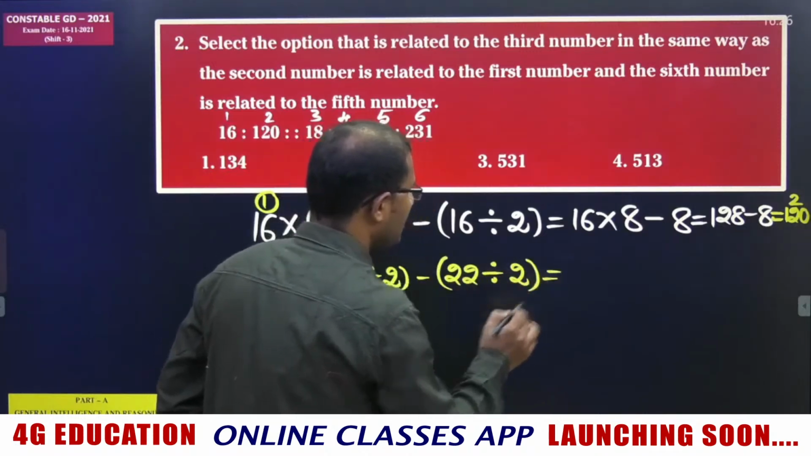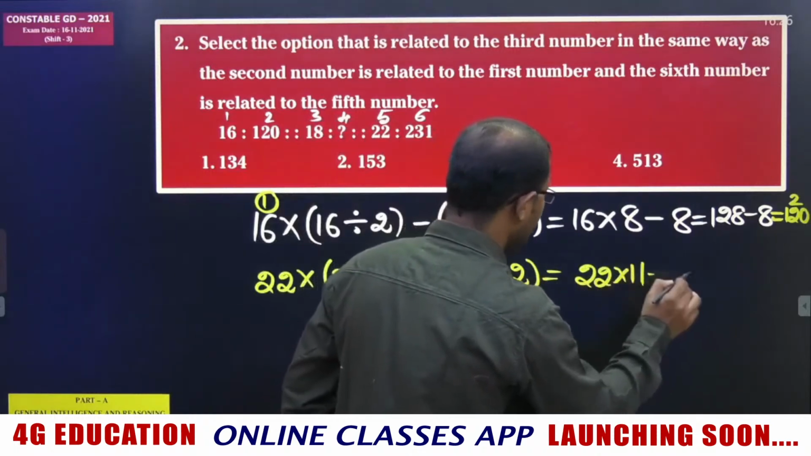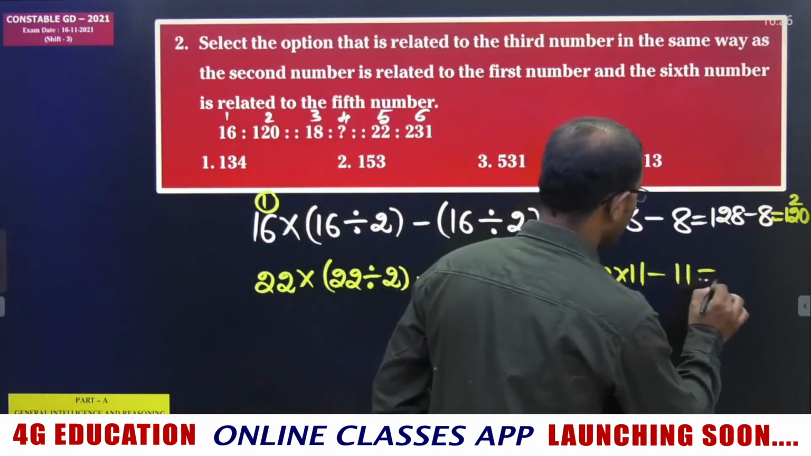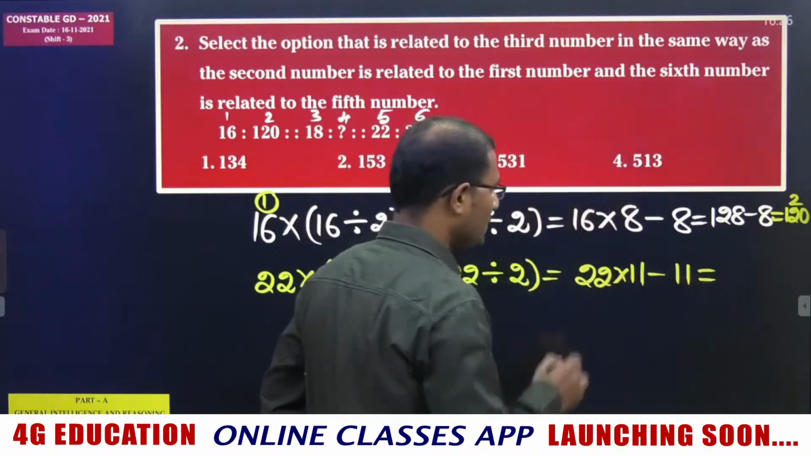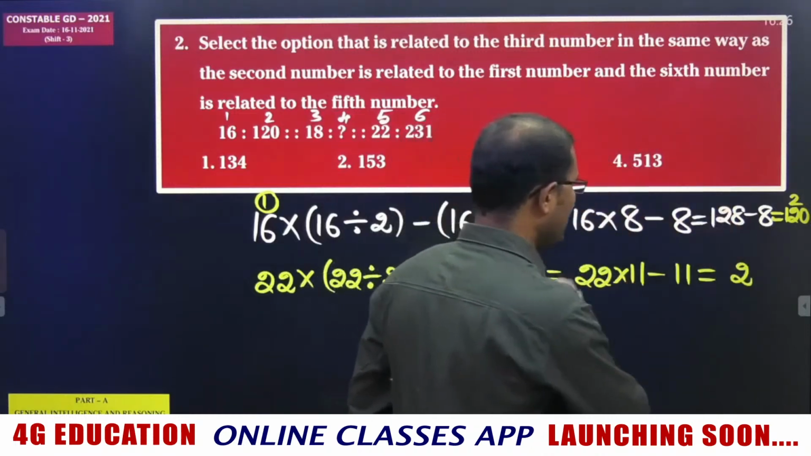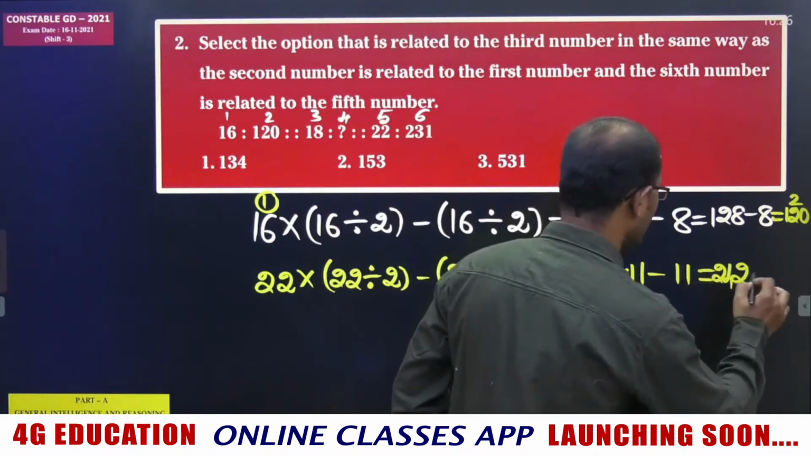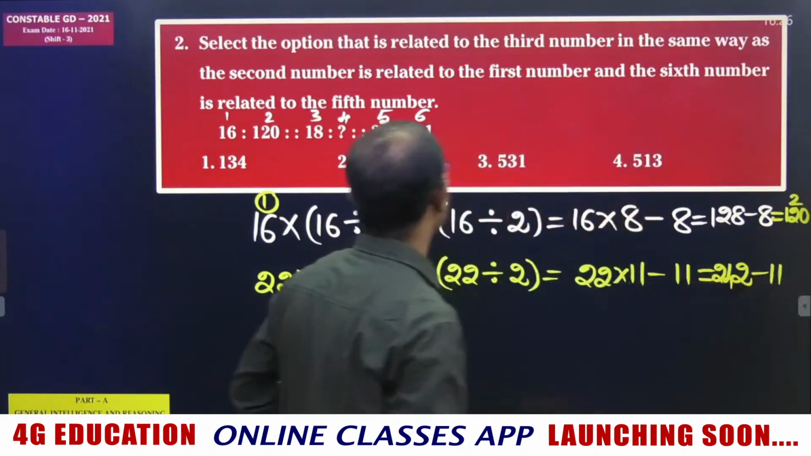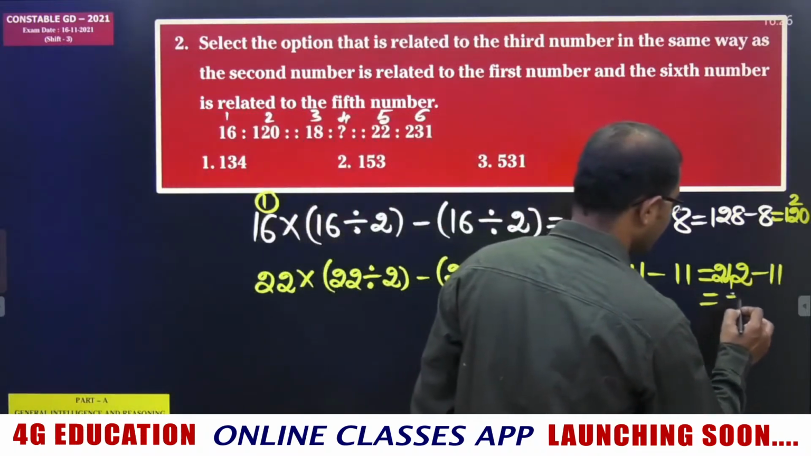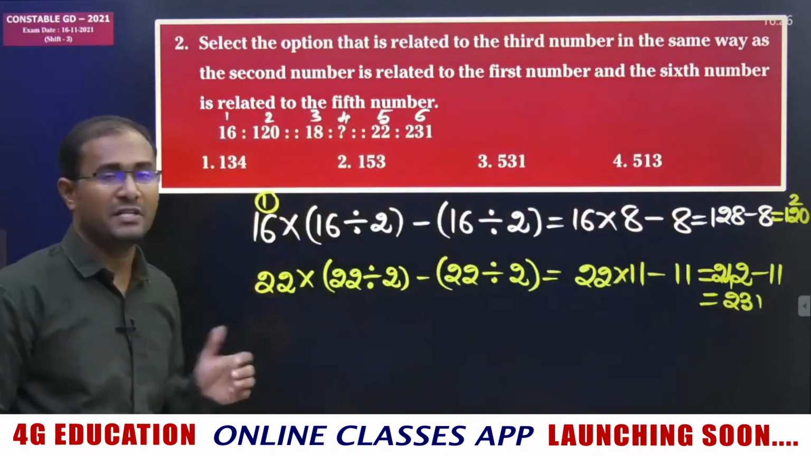So here what we can say, this is 22 into 11, 22 into 11 minus 11. 11 2 times 22, and 22 plus 2 means it is 24, 242 minus 11, which is going to give you 231. So this would be 231. This is how we are getting 231 with the help of 22.